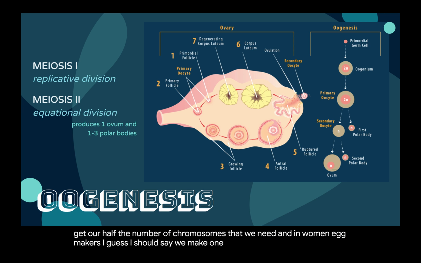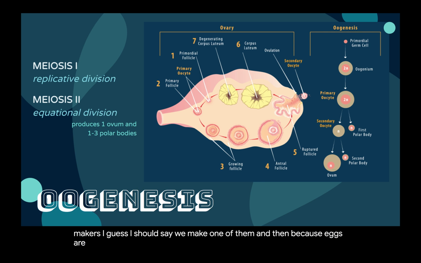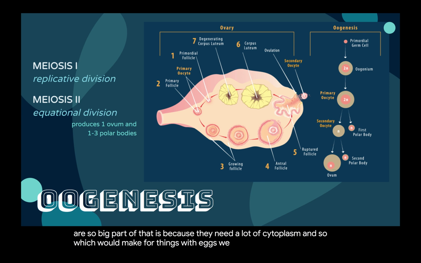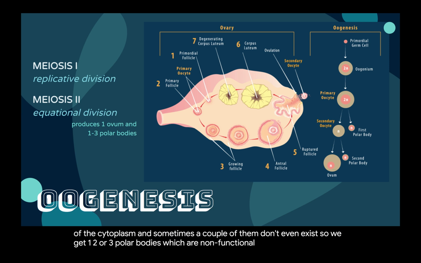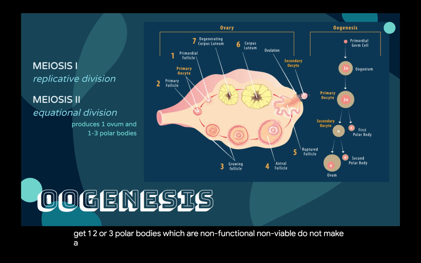And in women, egg makers, I guess I should say, we make one ovum, and then because eggs are so big, part of that is because they need a lot of cytoplasm. And so even though we divide something in half twice, which would make 4 things, with eggs, 3 of them just end up getting basically none of the cytoplasm. And sometimes a couple of them don't even exist. So we get 1, 2, or 3 polar bodies, which are non-functional, non-viable, do not make a baby. You cannot fertilize a polar body. And then 1 viable egg that could be fertilized.